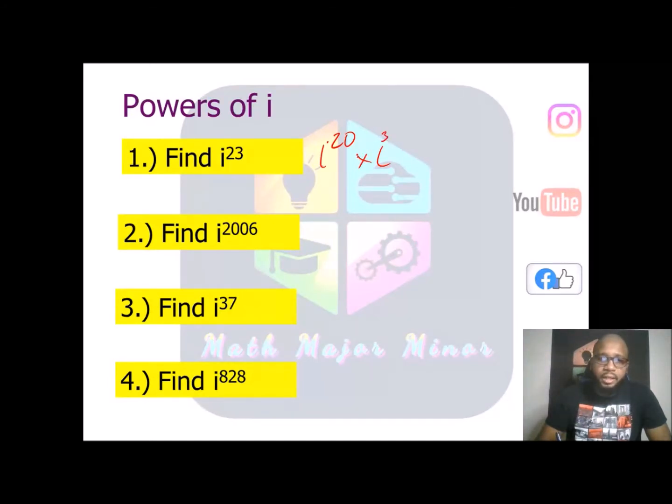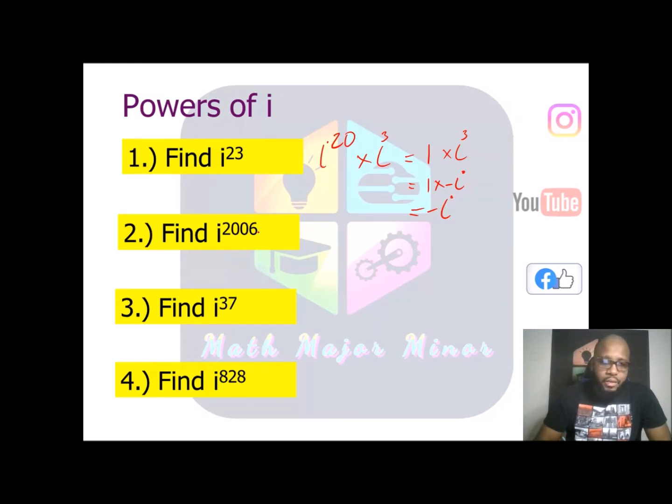So based on the laws of indices, 20 plus 3 would be the addition law for indices, and that would give me 23. Now, every power of 4 for complex numbers is going to be 1. So basically, i to the power of 20 is 1 times i cubed. And previously, we found out that i cubed is -i. So that's 1 times -i, and my final answer here would be -i.